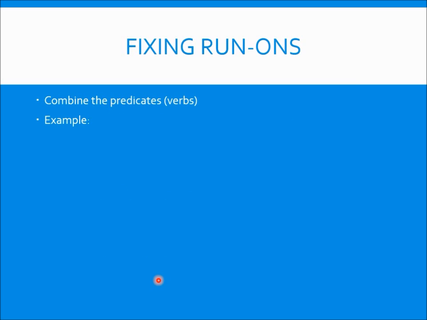Now, another way to fix a run-on is to combine the predicates, and we talked a bunch about predicates. A predicate is just the verb part of the sentence. Let's read this run-on sentence here. Kim sent chips to the party, she sent pickles, and she sent ice cream to the party. Well, how many sentences do we have here? Let's count. Kim sent chips to the party, that's one. She sent pickles, that's the second sentence, and she sent ice cream to the party. So here we have three sentences.